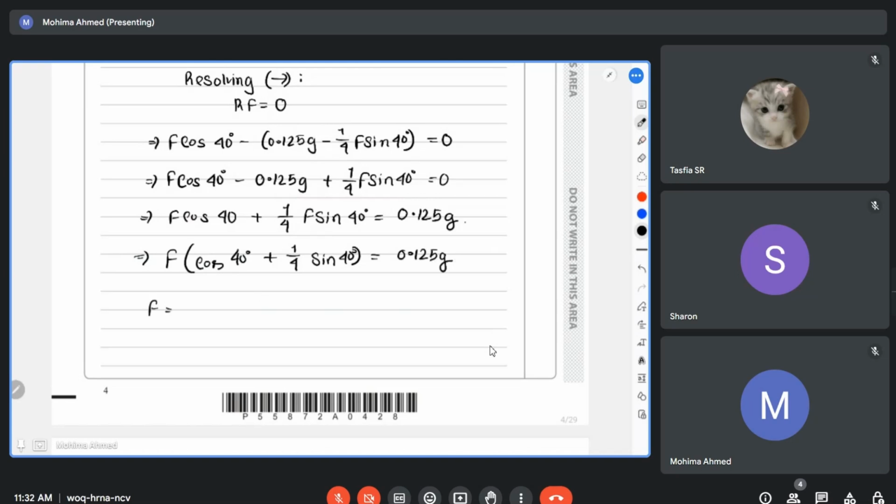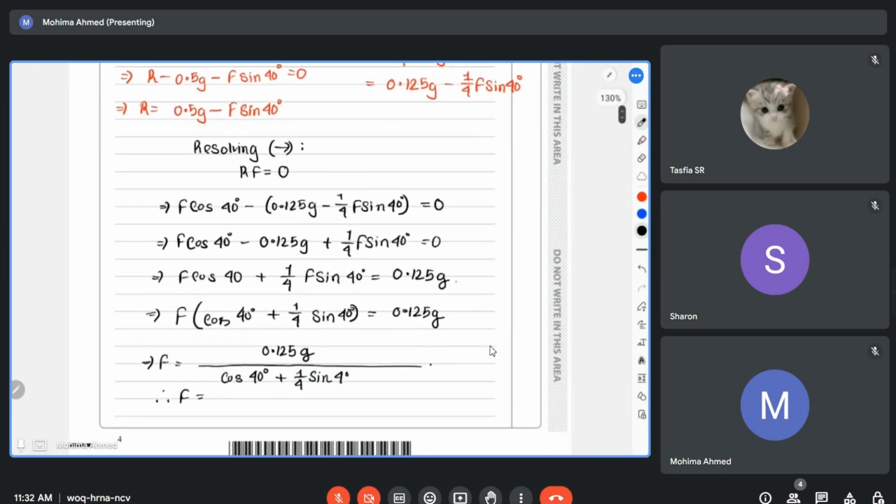And that would be cos 40 plus 1 by 4 sine 40 degrees. Can both of you please calculate this and tell me the final value for force? Please continue calculating this. I'm just coming back within a minute, okay?